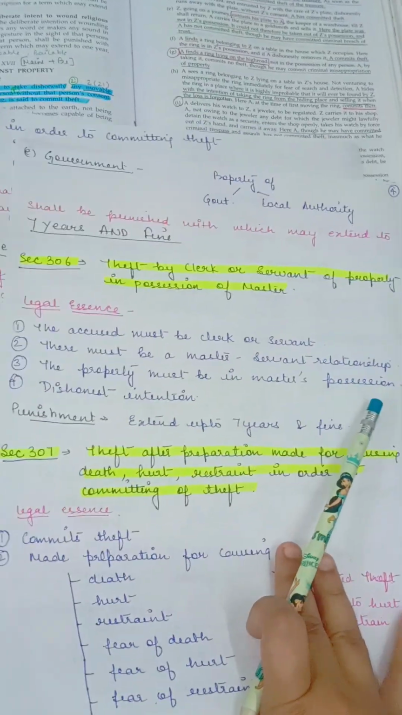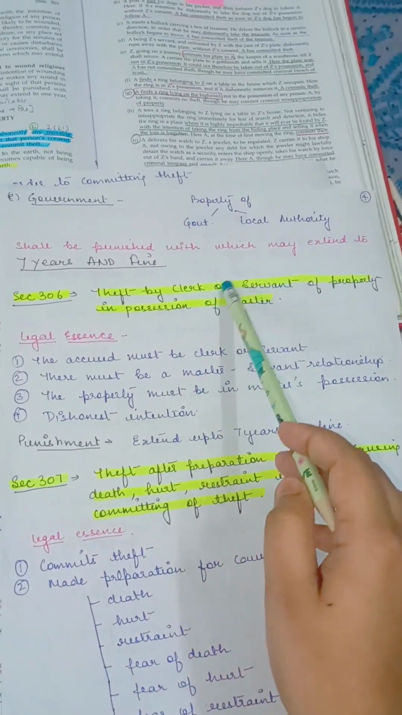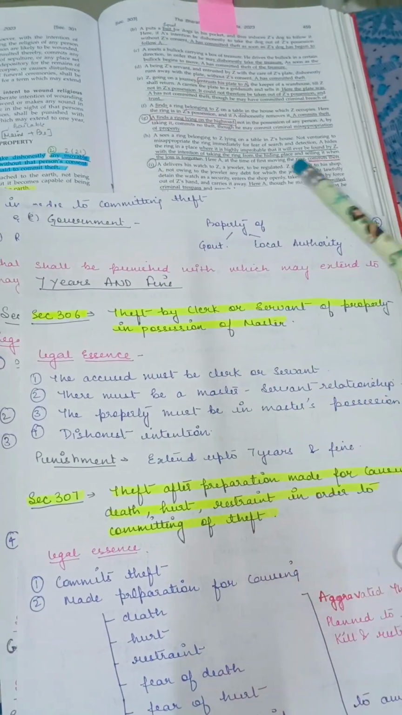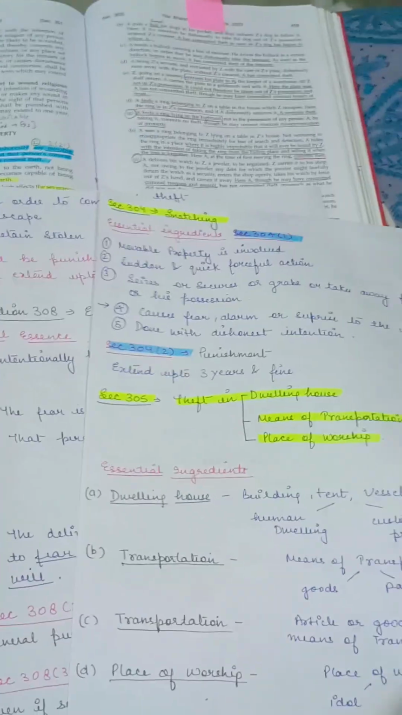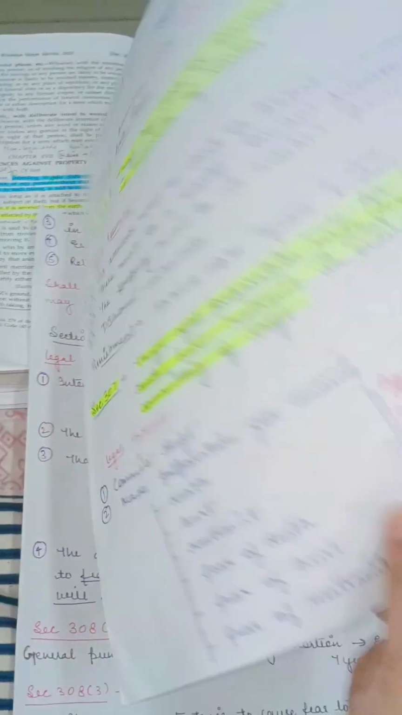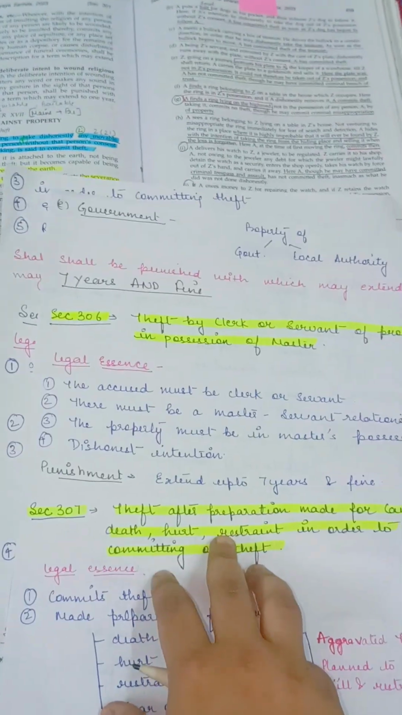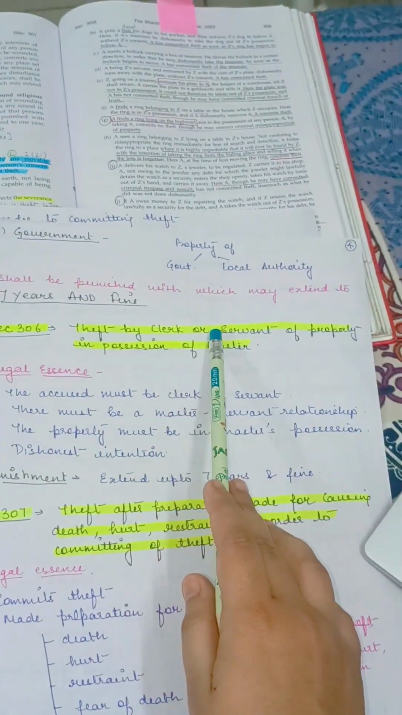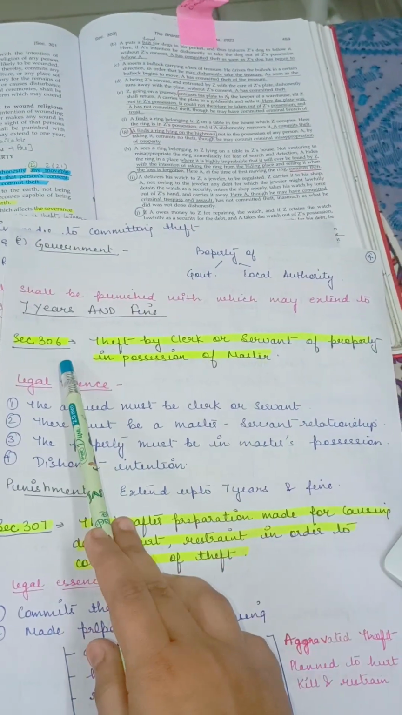And the last one is government. If the property is of government and local authority, if in all these places any theft has been committed, then he shall be punished with an imprisonment which can extend up to 7 years and fine.